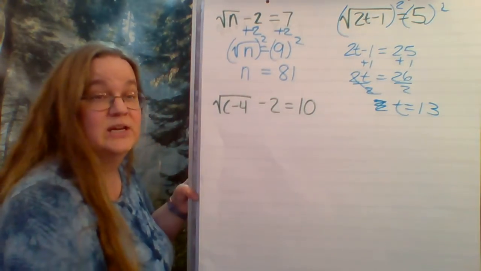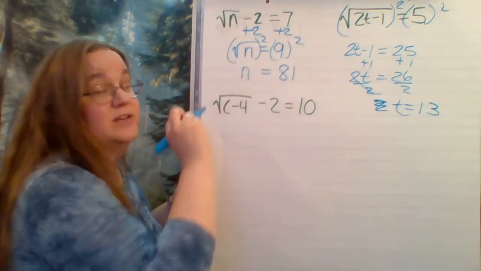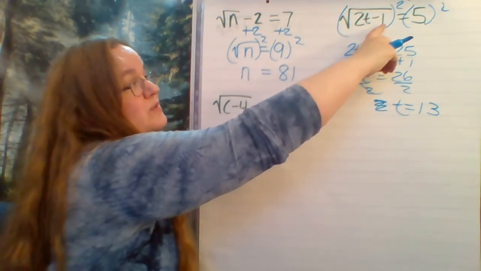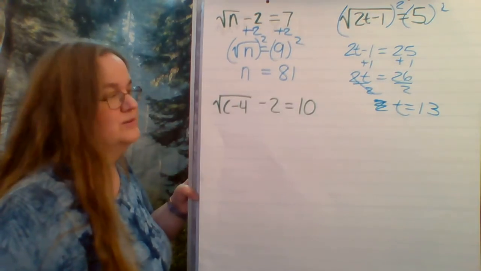Okay, so again, for the earlier one, I had to add 2 first because it was outside the radical sign. For this one, I had to square first because everything was under the radical sign.